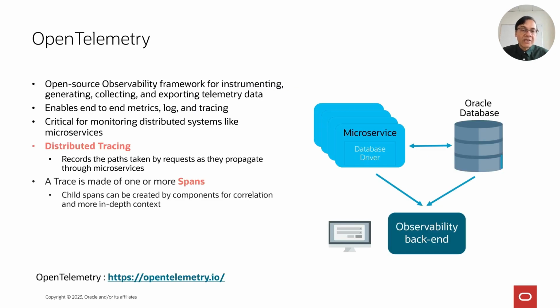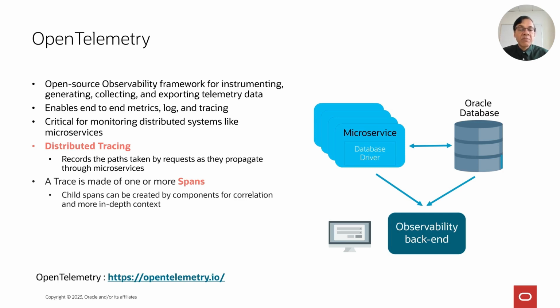Well, let us now talk about OpenTelemetry. OpenTelemetry is the open source observability framework for instrumenting, generating, collecting, and exporting telemetry data, which enables end-to-end metrics, log, and tracing. And this is really critical for monitoring distributed systems like microservices. If you have a business request which goes through a very large number of microservices, it is very difficult to monitor and trace them. And that's where distributed tracing comes in.